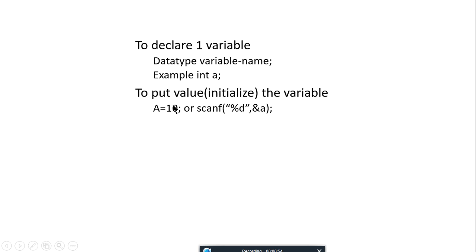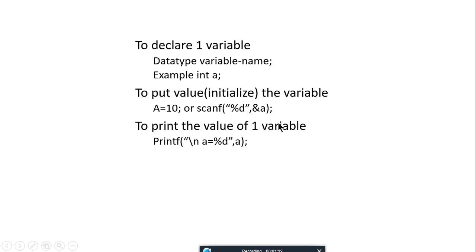Then the next step is we put the value in this variable, that is called initialization. We can either do a equals to 10 or use the scanf function. Both of these methods are possible, using which you can initialize your variable and put the value inside the variable. Now to print the value of one variable, what will you do? Printf a equals to %d comma a, so a will be printed.